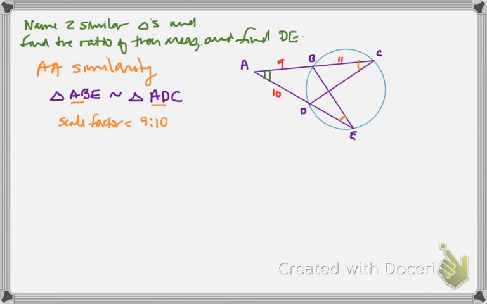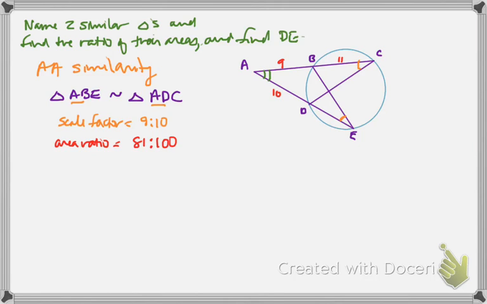What's the difference between ratio and scale factor? Well, I'm talking about an area ratio. Scale factor is a ratio too, but it's more of a side-to-side ratio as opposed to an area-to-area. The scale factor is the length of one side compared to the other. The area ratio, you have to get the area. So now knowing the scale factor is 9 to 10, what is the area ratio of triangle ABE to ADC? It is 81 to 100.